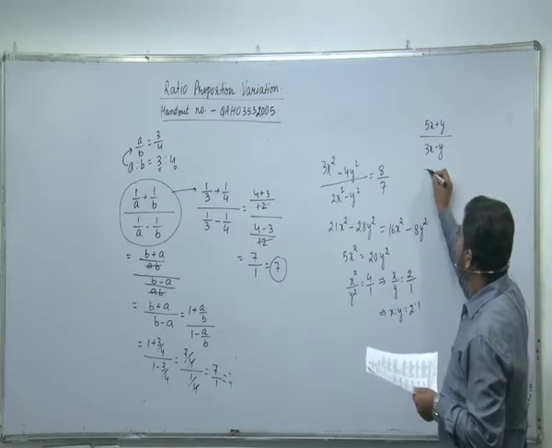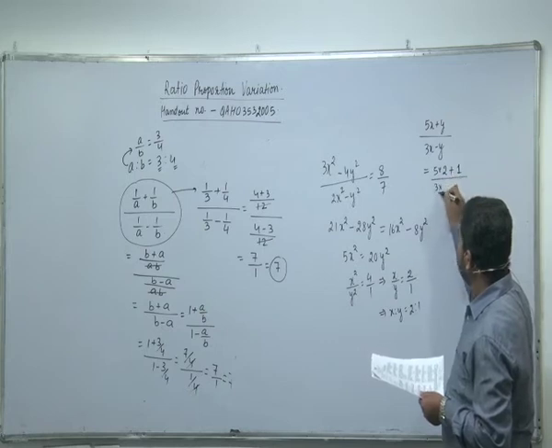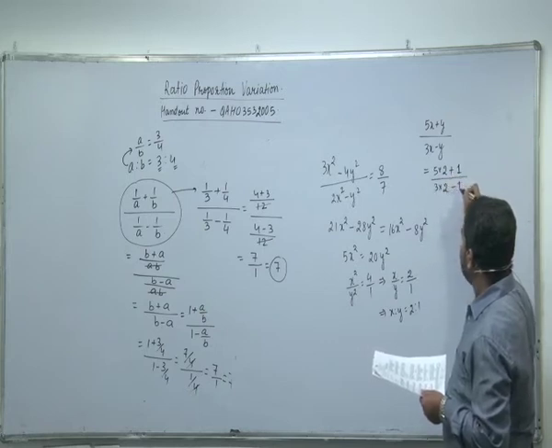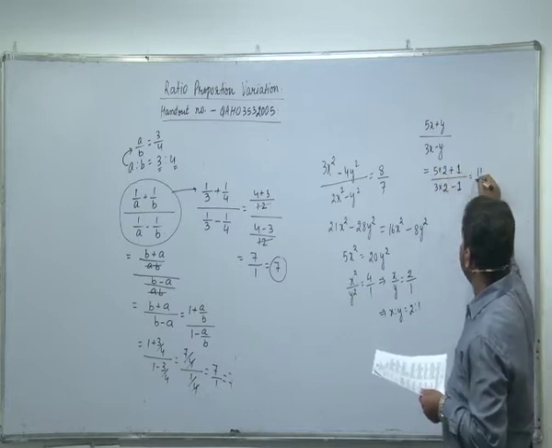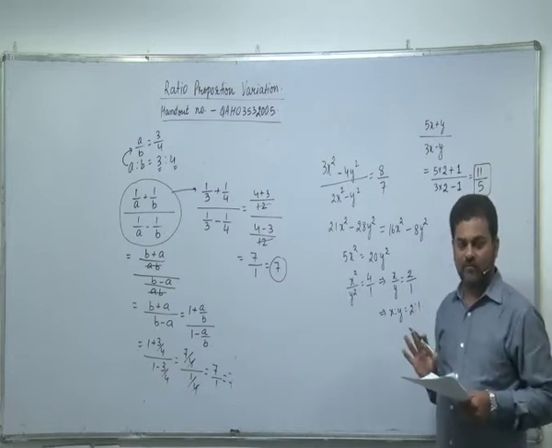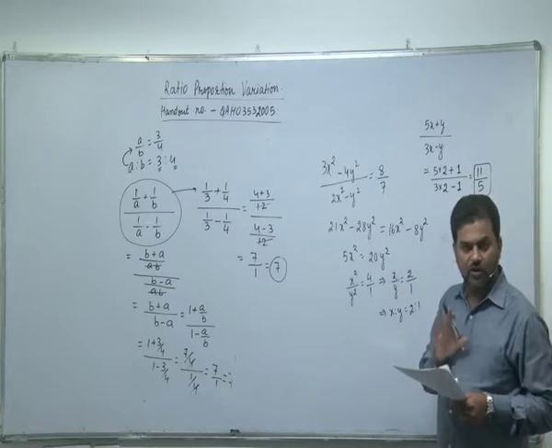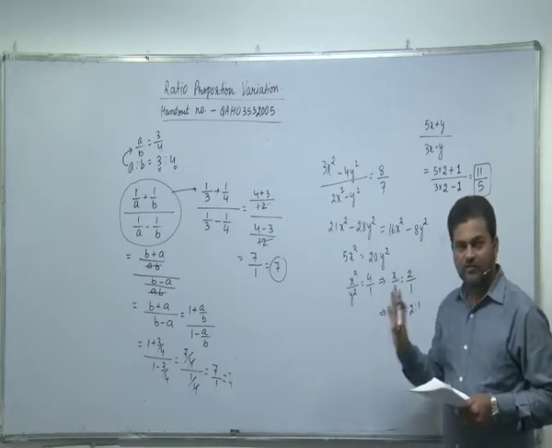Okay. So let's do that. 5 multiplied with 2 plus 1 divided by 3 multiplied with 2 minus 1. So what do I get? 5 times 2 is 10, plus 1 is 11, divided by 3 times 2 is 6, minus 1 is 5. So what is my answer? My answer is 11 by 5. Okay. So do you see that in the options? Yes, option number 1 is the correct answer. I hope till here it is fine.